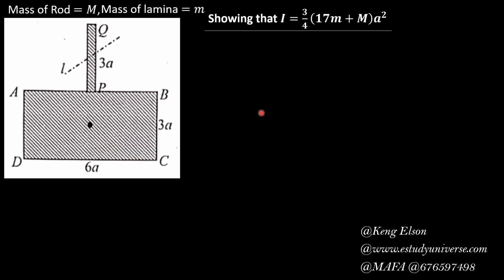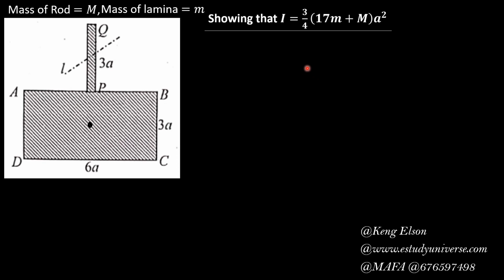So I just collected the information that was given to us in the previous slide. We have that the mass of the rod is capital M and the mass of the rectangular lamina ABCD is small m, and this is the diagram that was displayed to us. We have to show that the moment of inertia of this composite body about the axis L, the axis that is passing through the center of the rod and perpendicular to the plane of the lamina, is as given.